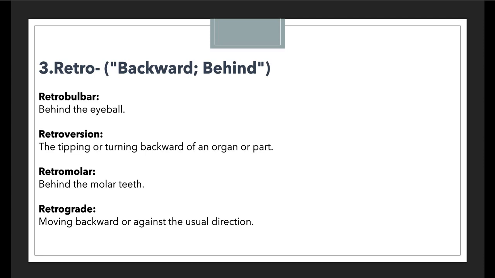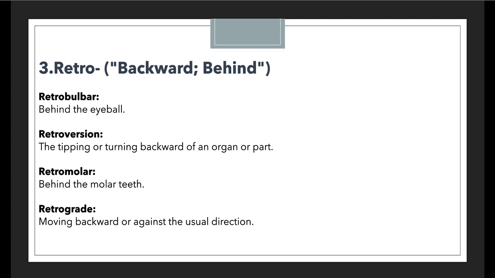Now you can check a few examples here. The first example is retrobulbar. Retrobulbar means behind the eyeball. So when we want to showcase something as behind the eyeball, then in that case we will use the terminology retrobulbar, where retro is a prefix. Similarly, retroversion means the tipping or turning backward of an organ or a part. So if any part of the organ is turned backward, then in that case we will use the terminology retroversion, which comes with the retro prefix.